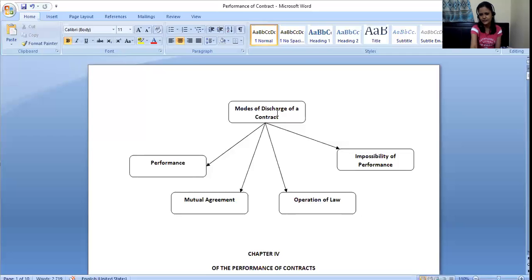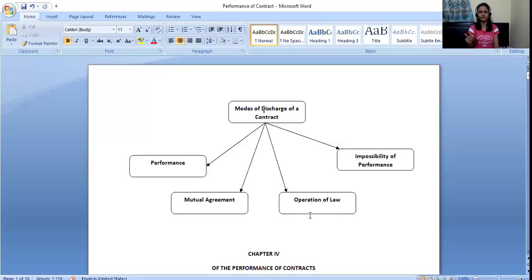So how can a contract be discharged? It may be by performance: whatever the thing is, I performed it, so I'm discharged from my obligations. It may be by mutual agreement. Both the parties decide that, okay, fine, we want to make these changes. So accordingly, the previous clauses, the previous contract, they don't need to perform.